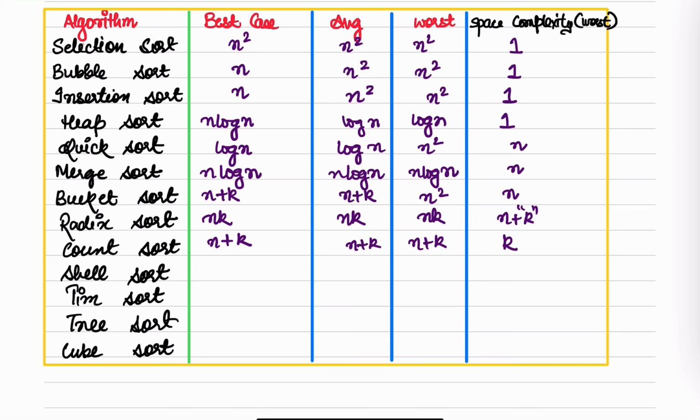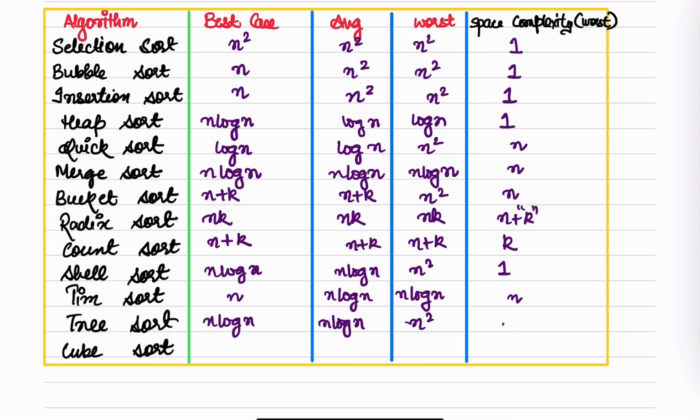Shell sort is n log n in the best case and n square in the worst, followed by constant space complexity. Tim sort, basically in best it is n, in average it is n log n, and even worst it is n log n, and for space it takes just n. Then tree sort is n log n, and we'll see this as worst as well, and it takes n of space complexity. Cube sort is n log n, and in worst case it is the same n log n and takes n efficiency class of space complexity.